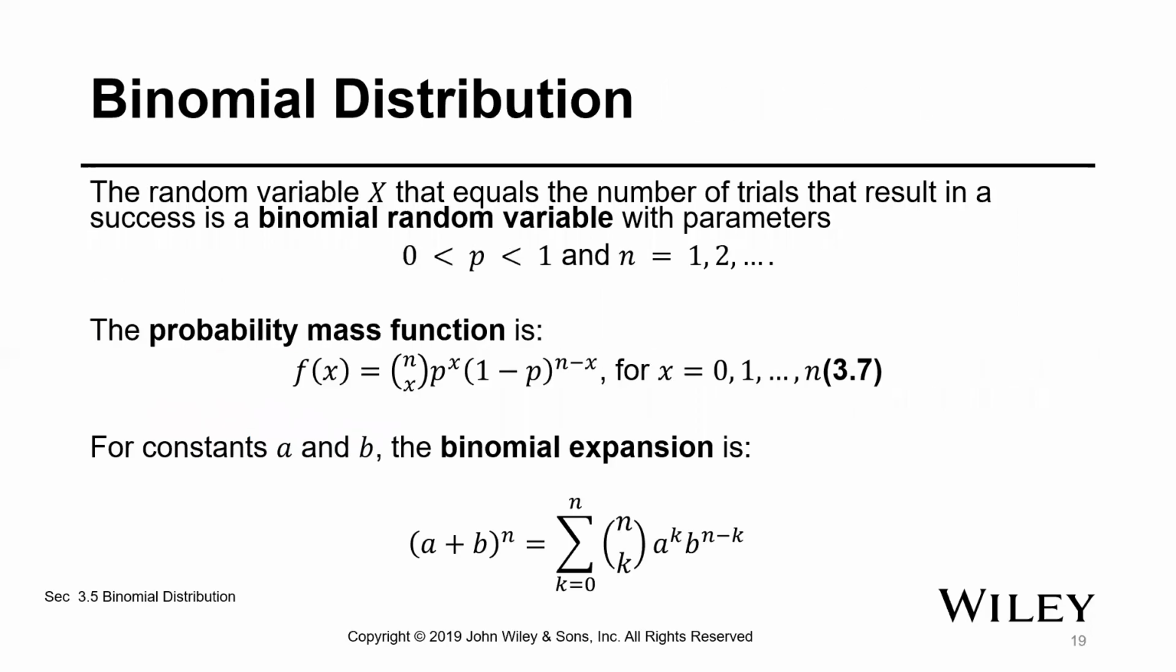So a binomial distribution, slightly different. X is equal to the number of trials, representing a binomial random variable between 0 and 1 with n positive numbers. The probability mass function is right here. Let me go back to the highlighter, and not the highlighter, the laser pointer. n choose x, p to the x, times 1 minus p to the n minus x, for positive x values up to n. For the constants a and b, this is the expansion form.